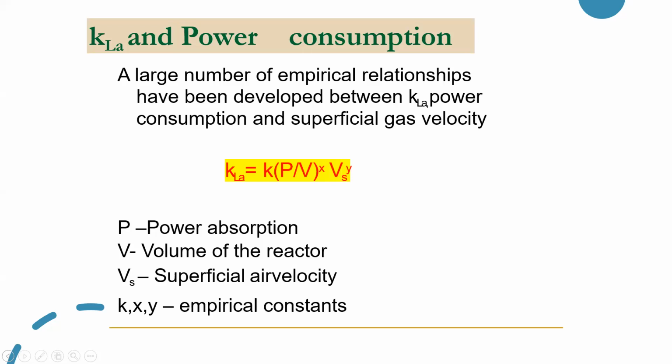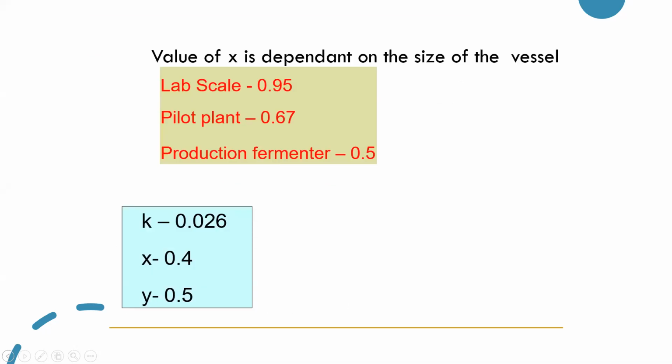You can see the intention of this equation is to tell you that there is a direct relationship between power input per unit volume and rate of oxygen transfer. The more power you give to the reactor, the higher the speed of the impeller and the higher the KLa. So there is a linear relationship between power input per unit volume and KLa in bioreactors. I have tried to show you the typical values of X for lab scale, pilot scale, and production fermenters, and the values of Y, K, and X.